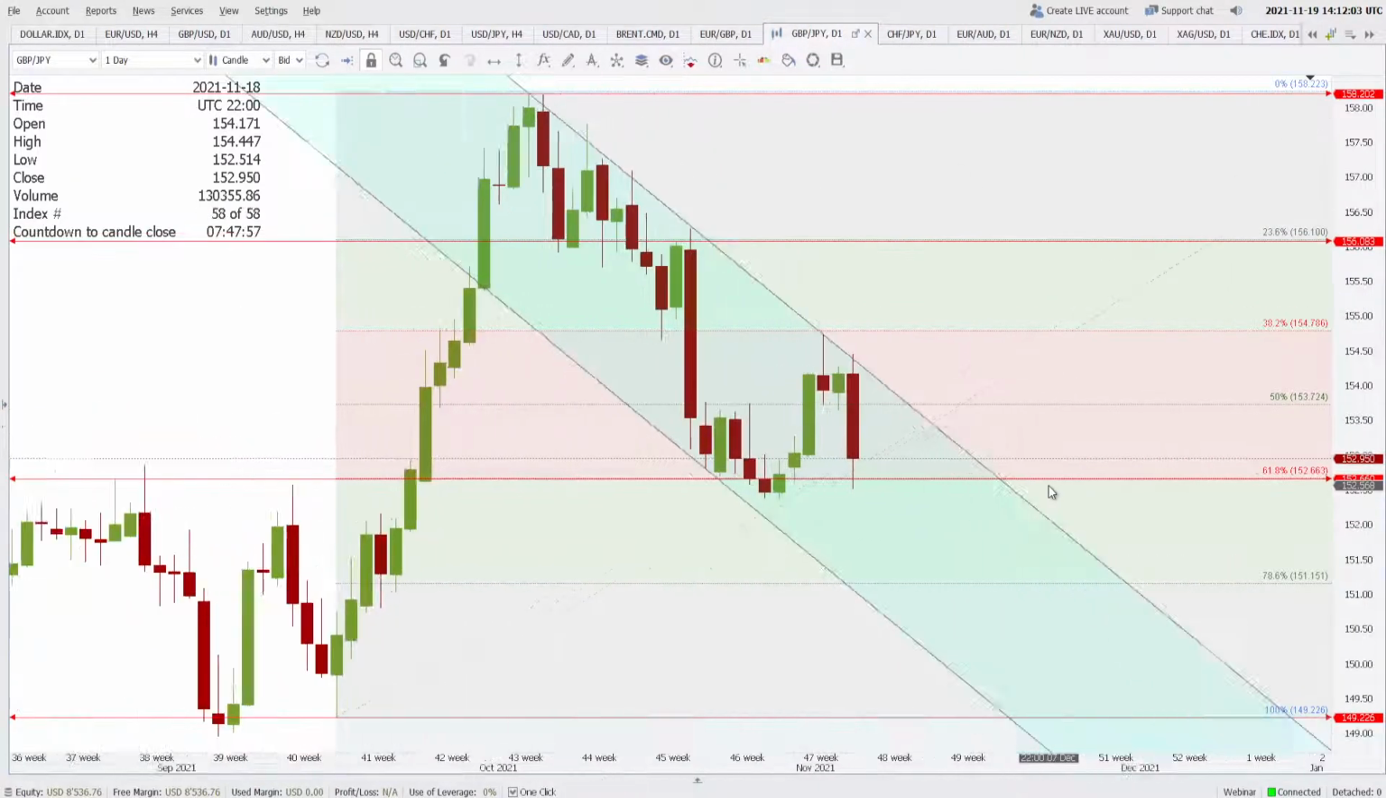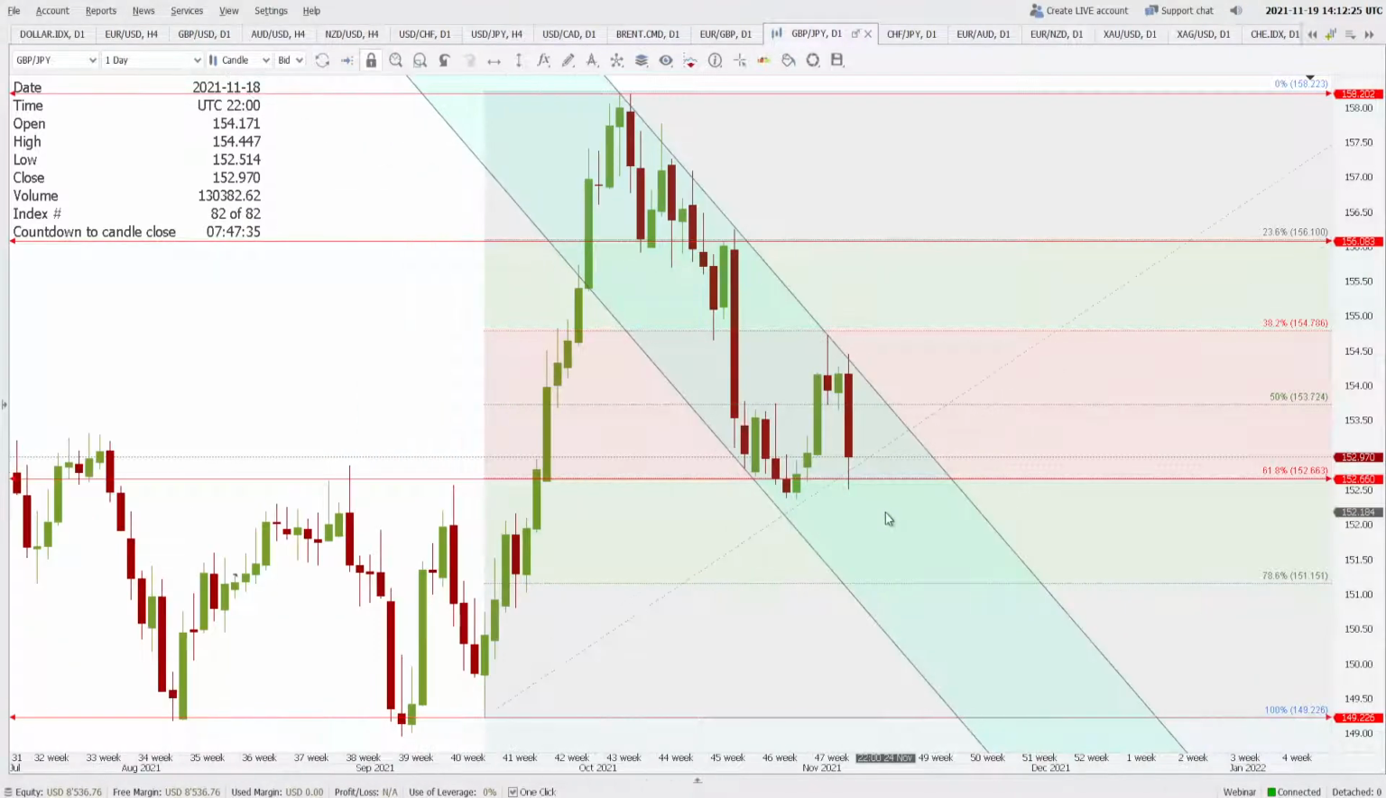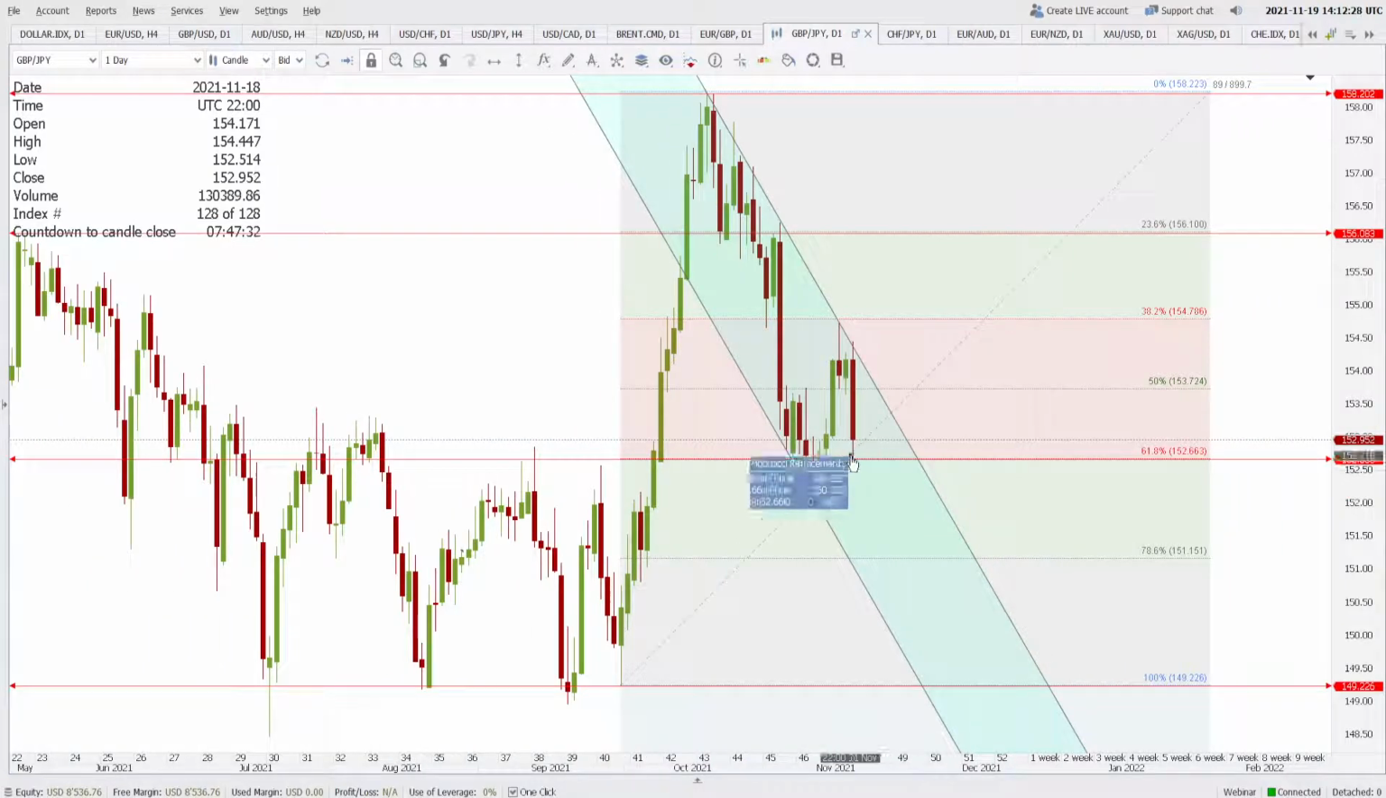GBPJPY. Now GBPJPY is again meeting the support of 152.66 today, although it has failed to make a low which is lower than these two lows. These two lows are approximately 152.39 and 152.37, but today the price made a low of 152.51. That means there are still buyers here, although the sellers emerged because of the strong yen, but there are buyers still staying in this area.